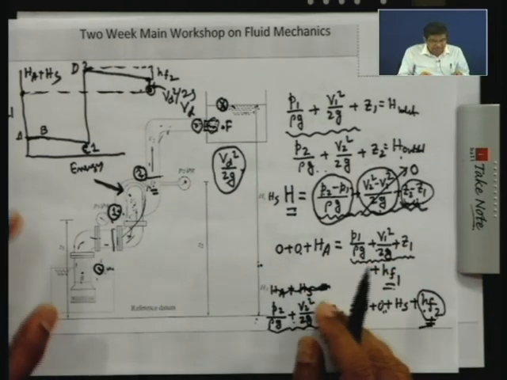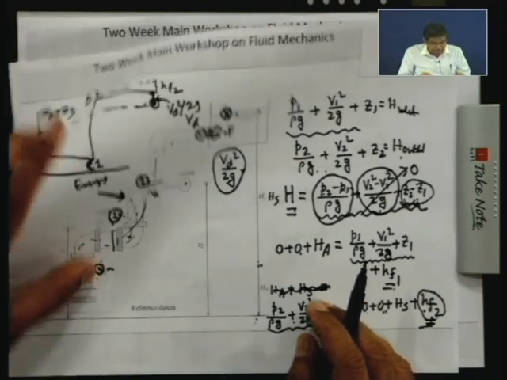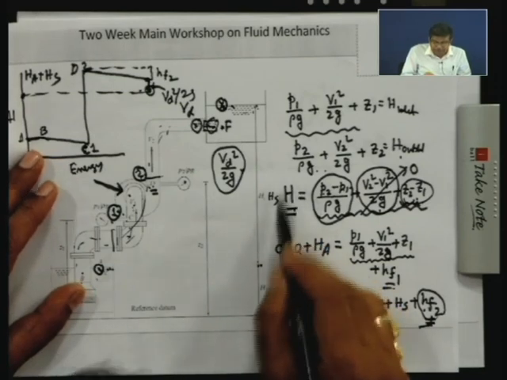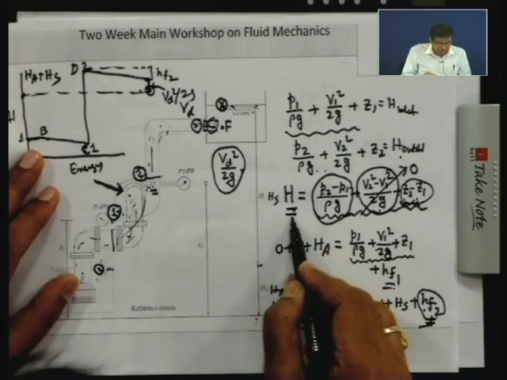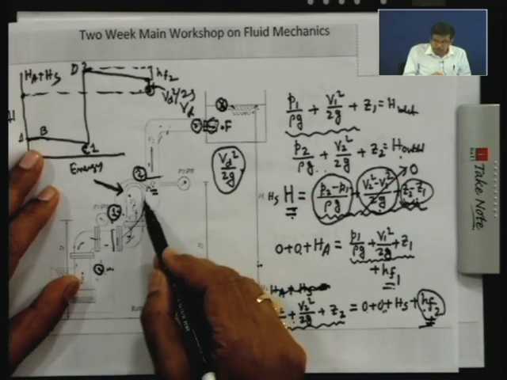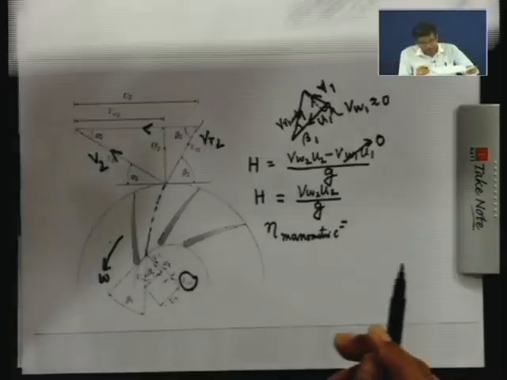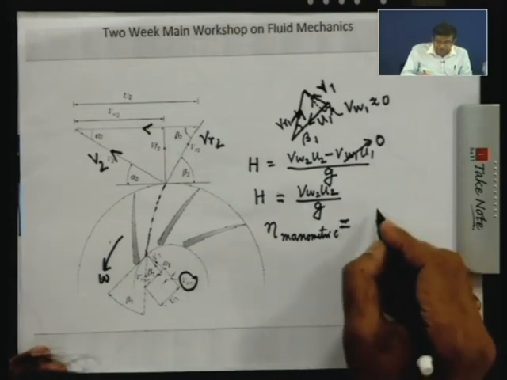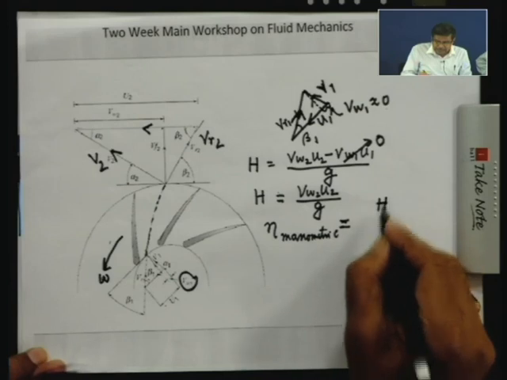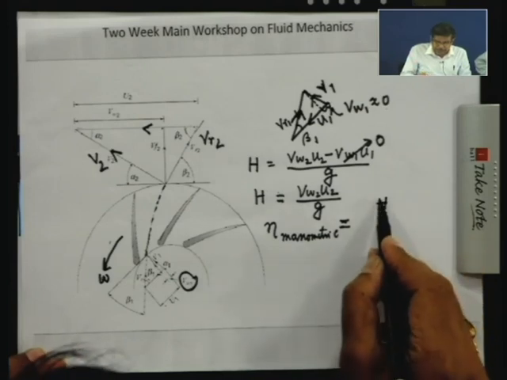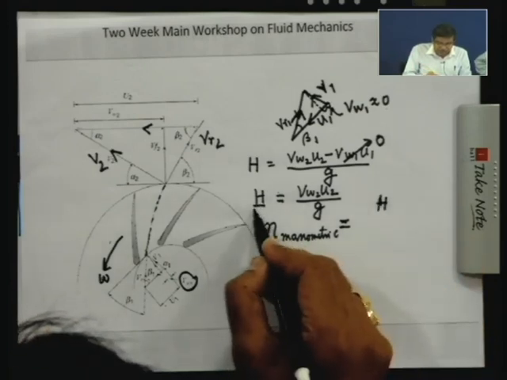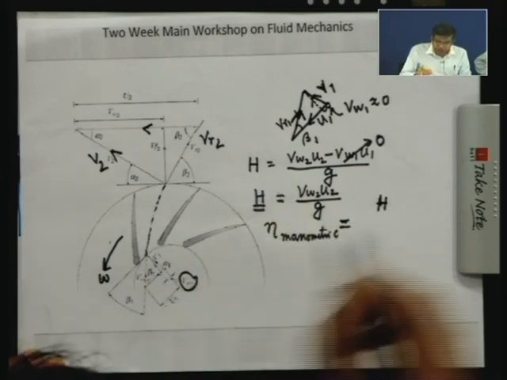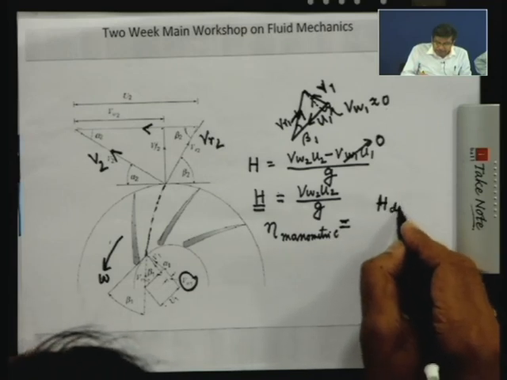So that is the reason this head is known as manometric head. Sometimes you will see in books it is written as manometric. That means the head developed by the pump and given to the fluid can be measured by a manometer, which is why it is known as manometric head. Now, if we represent this head as H, then the manometric efficiency is this head H developed, divided by the work head given by the pump. So, this is the head developed.